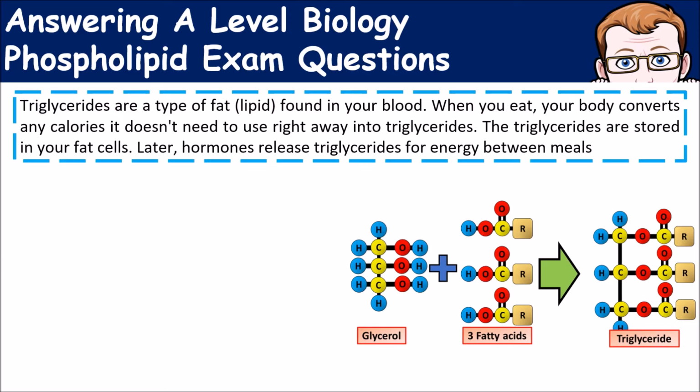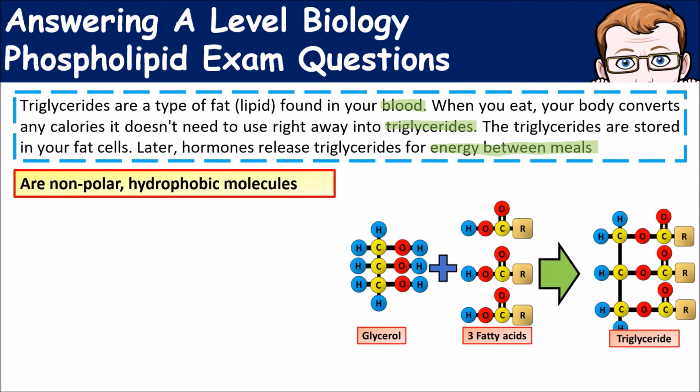Lipids or fats are components that we find in lots of things in biology. We start off by having a quick look at what triglycerides actually are. Triglycerides are a type of fat that is found in your blood. When you eat, your body converts calories it doesn't need to use right now into triglycerides. So the triglycerides are storing the energy in your cells, and later the triglycerides can be converted back into energy after you have eaten.